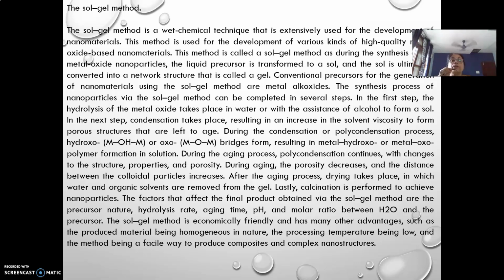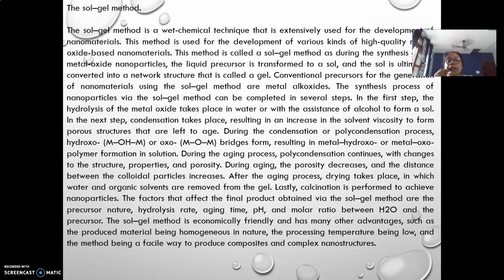So this particular sol gel method is called a wet chemical technique. Why wet? Because you are utilizing one solvent. This is the most widely used method. The scientists are actually fond of this method, and mostly it is utilized to create metal oxide based nanomaterial, just like titanium dioxide or zinc oxide or copper oxide.